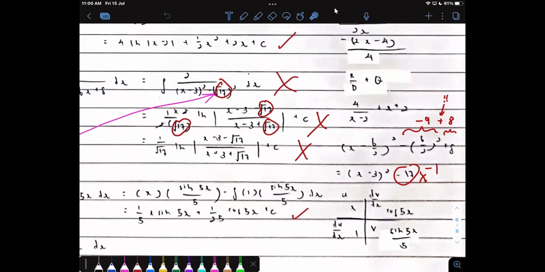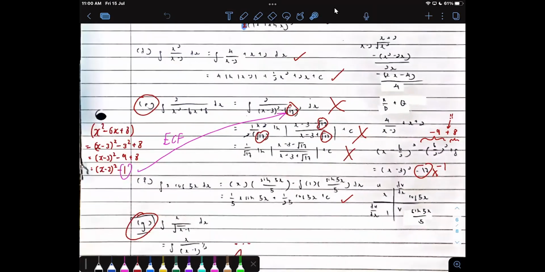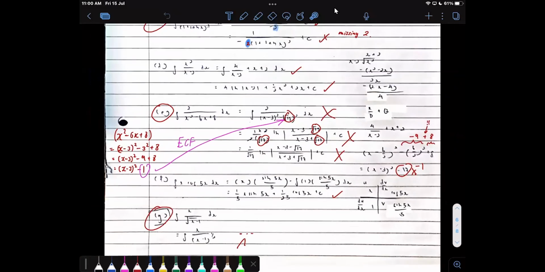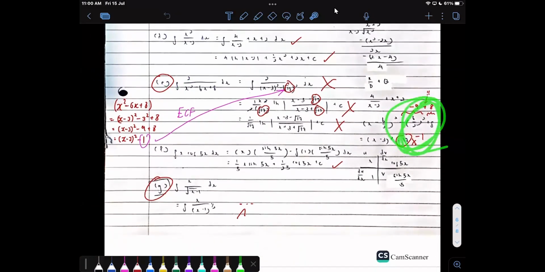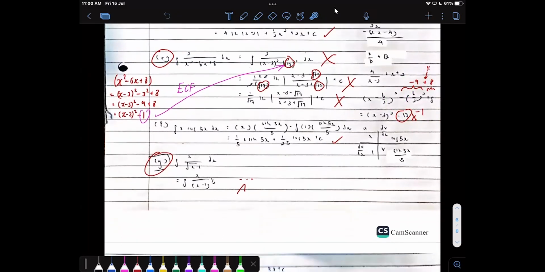Otherwise you know how to solve this. Yes, you're using the formula. It's okay to use the formula. Then don't go through in detail. Just complete the square correctly. Just -9 plus 8 is -1, not -17.